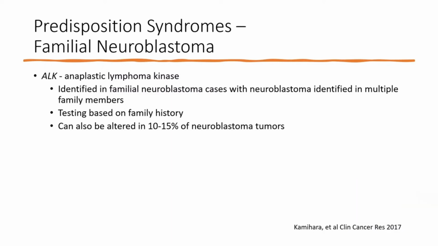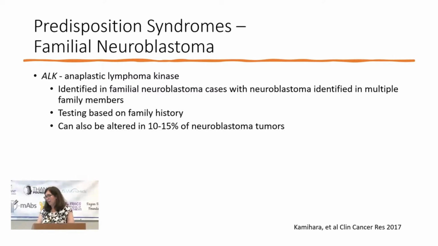Other predisposition syndromes. So ALK, we talk about it most of the time in the setting of a somatic change, but there are a few families that have been identified that have familial neuroblastoma that is presented in multiple generations of patients and have a germline ALK gene change. And so while this can be altered in as many as maybe 15% of neuroblastoma tumors, it is a much, much, much more rare phenomenon to have ALK altered in the germline of the patients. But testing for this would be driven usually by family history.